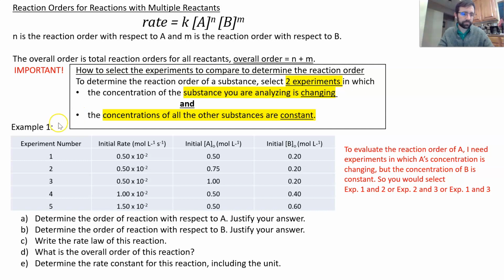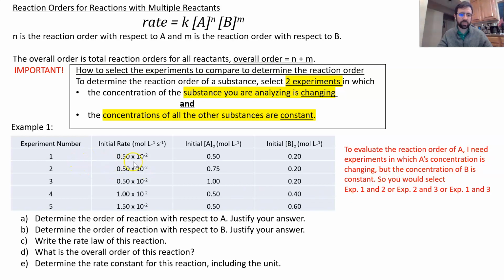So we've got an example right here we're going to work through. Here's what, and you've got this written in your notes, but I want to walk through it with you. Okay. To evaluate the reaction order of A, so that's what this is asking us to do, determine the order of reaction with respect to A and then justify our answer. To evaluate the reaction order of A, I need to use experiments in which A's concentration is changing, but the concentration of B is constant.